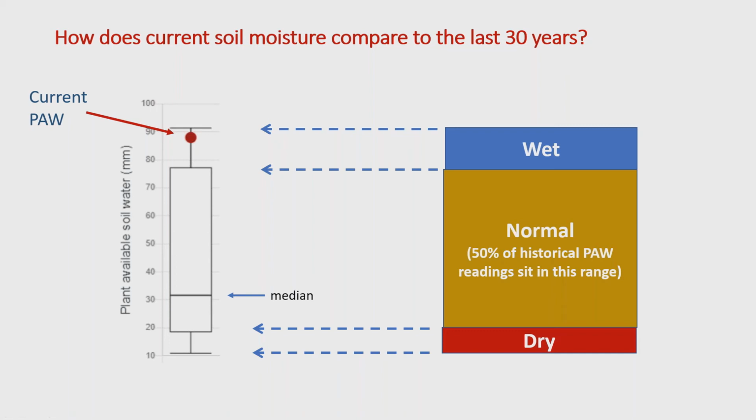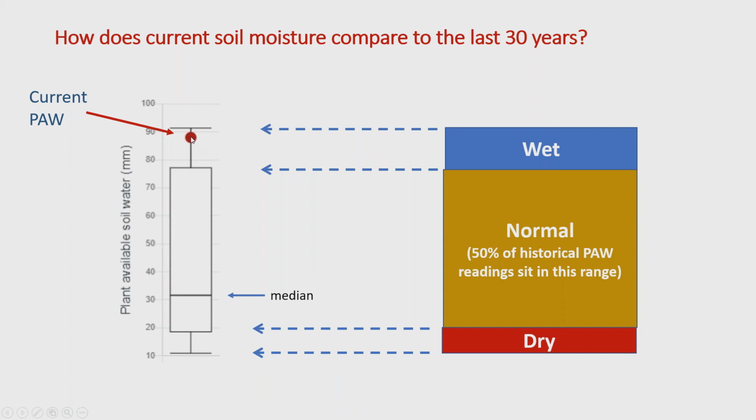The majority of the remaining values would sit between the edges of the box and the edges of the whiskers. So the whiskers, both the top whisker and the bottom whisker, show how spread out the data is. If the red dot sits within the upper whisker, like in this example from Gunning, what this is telling us is that the current soil moisture is within the top 25% of readings for this time of year. In other words, it's in the wet zone. It's well above normal for this time of the year.